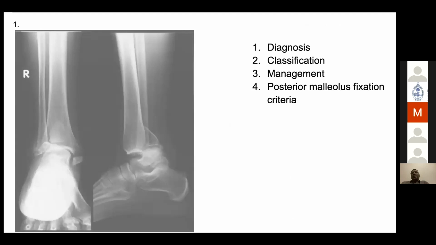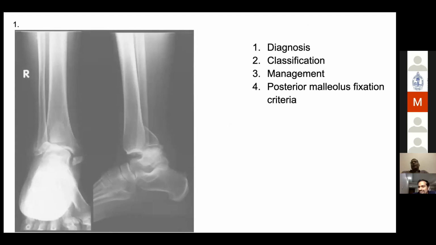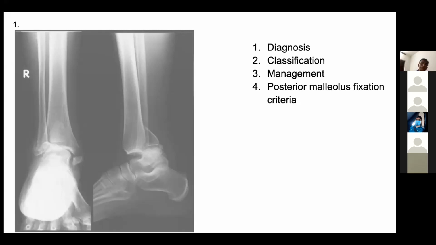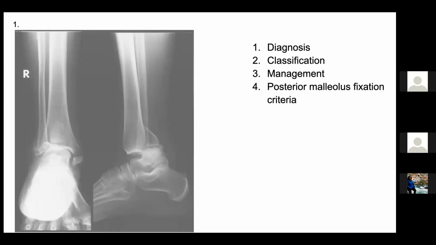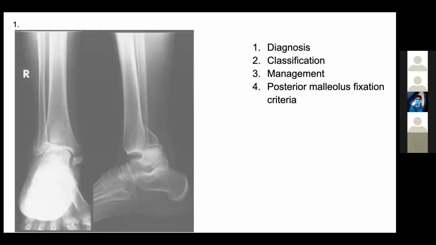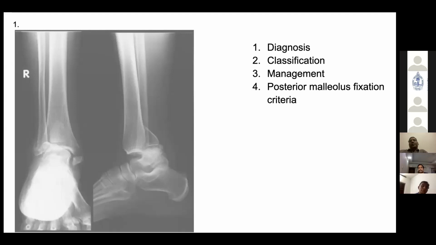Yeah, another trauma. So what is the diagnosis and classification and management? Dr. Varsha, can you take it? Dr. Varsha, are you there? Or Dr. Rajendra? Okay, Dr. Kannan. Sir, this could be pronation abduction injury with the transverse fracture of the medial malleolus and comminuted fracture of the lateral malleolus and the dislocation of the tibia with avulsion fracture of the posterior malleolus.